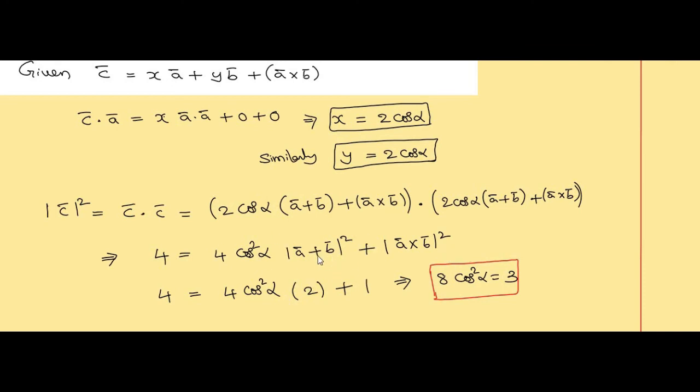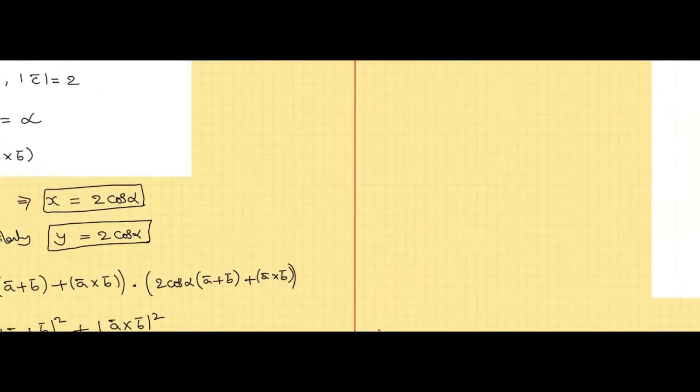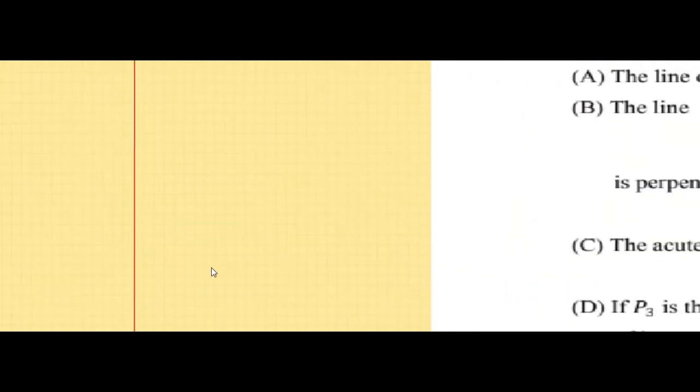Then, as we know, A and B are mutually perpendicular vectors. This is just the sum of the squares of the magnitudes. That is 1 only, 1 plus 1, 2, and this is 1. So then 8 cos square alpha is equal to 3. Taking dot product on both sides by A bar and B bar.